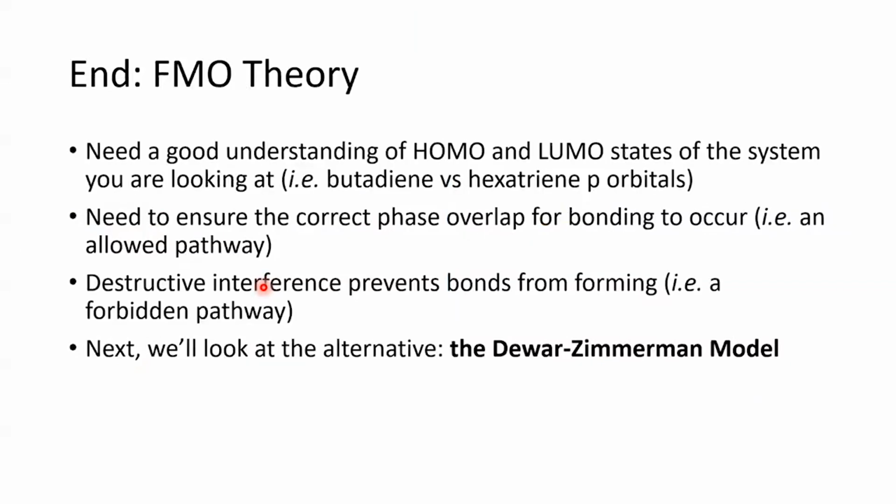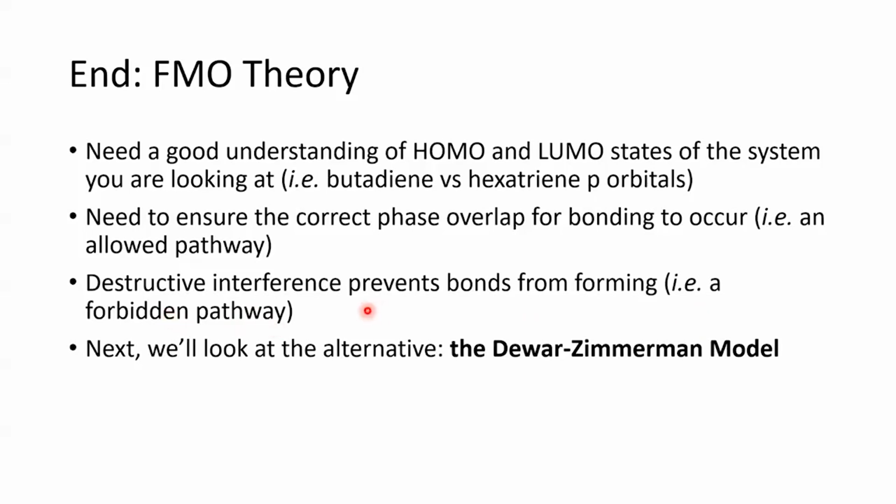So in the beginning I said there were 2 different models for determining which pathways are allowed versus forbidden. That basically concludes frontier molecular orbital theory. What you need is quite a good understanding of the HOMO and the LUMO states of whatever system you are looking at in order to be able to draw out the orbitals and then visualize twisting them and figuring out where overlap of phase is going to occur.